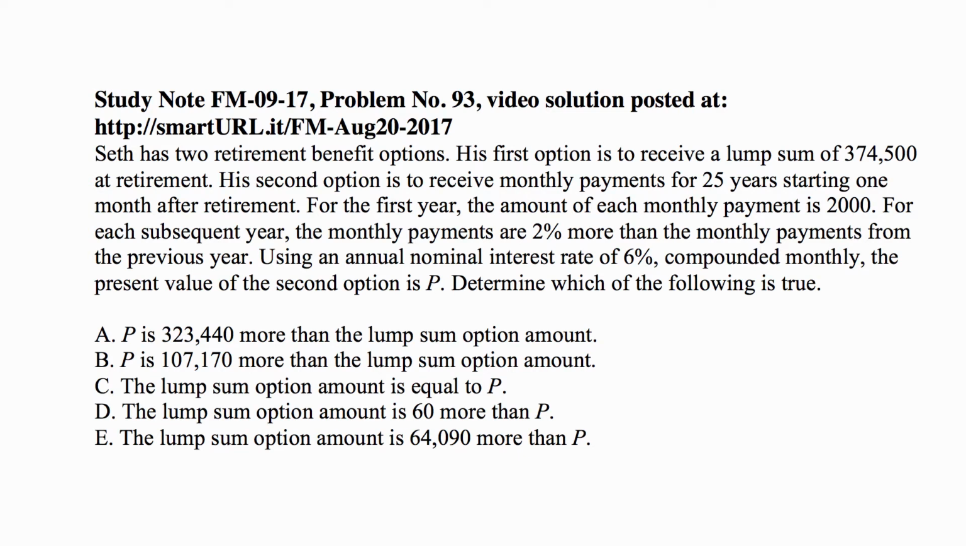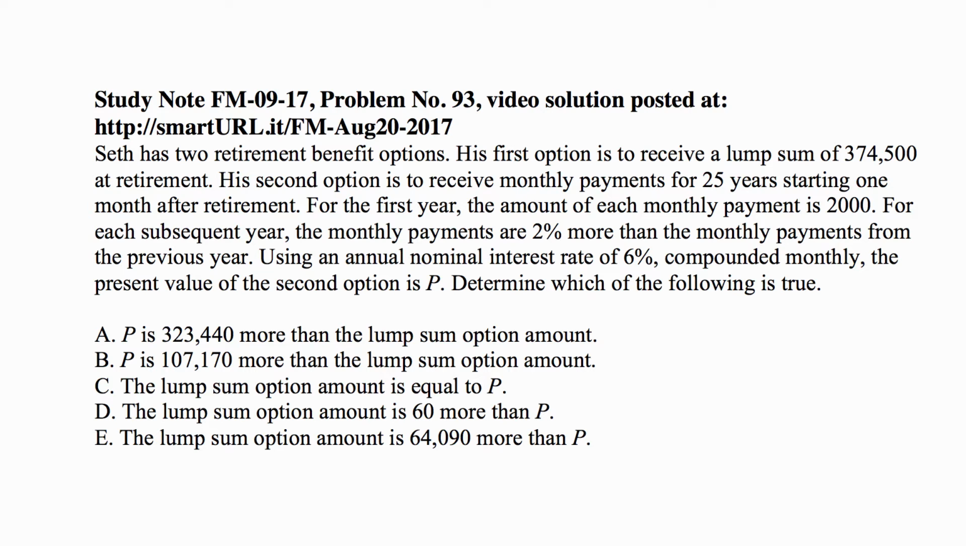Here is the problem. Seth has two retirement benefit options. His first option is to receive a lump sum of $374,500 at retirement. His second option is to receive monthly payments for 25 years starting 1 month after retirement. For the first year, the amount of each monthly payment is $2,000. For each subsequent year, the monthly payments are 2% more than the monthly payments from the previous year.